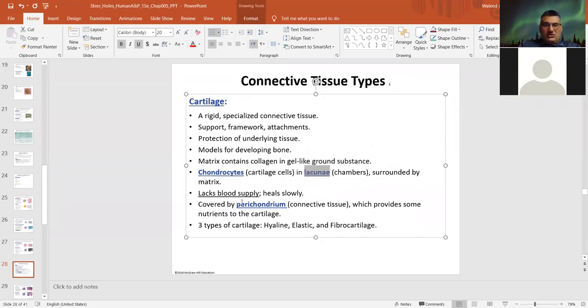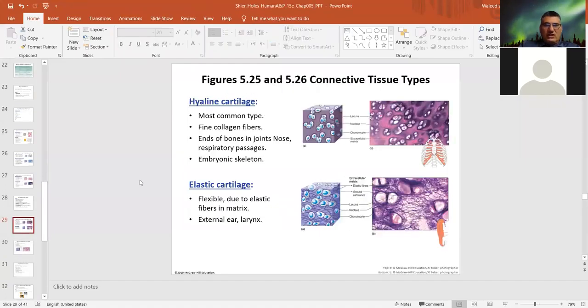It's also most of it is avascular. So here's another one that's avascular. I mentioned the epithelial cells, like the squamous epithelium on the surface of the skin. It does not have blood vessels. The same thing for the cartilage. And there are three types of cartilage: hyaline, elastic, and fibrocartilage. Hyaline cartilage is the most common one, and the collagen fibers here are fine, and this is located at the end of the bone, and this is where the joints are located. Okay, this is one thing.